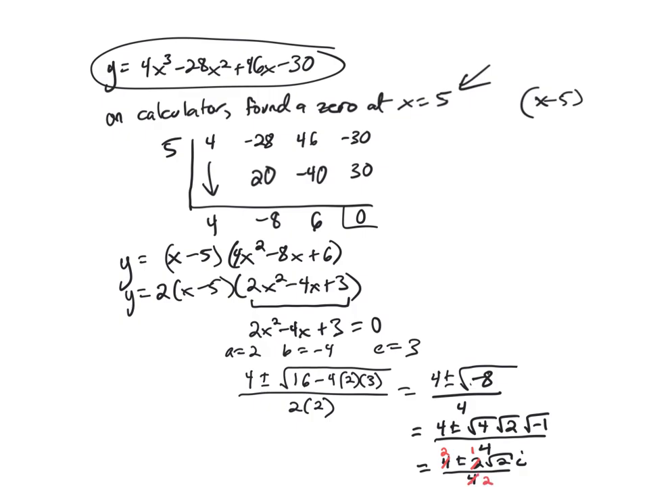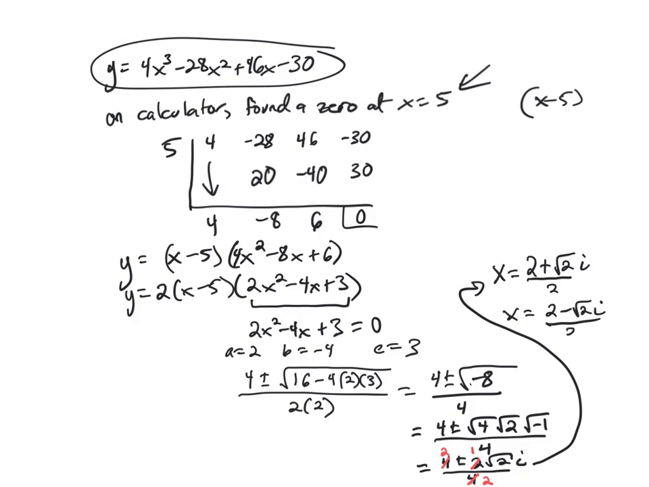And that is going to leave me with my final answer. I'm just going to bring it up here because I'm a little out of space. x is either equal to 2 plus square root of 2 i, all over 2, or x is equal to 2 minus square root of 2 i, all over 2. And so my 3 zeros are the 5 that I found at first and these other 2 as well.